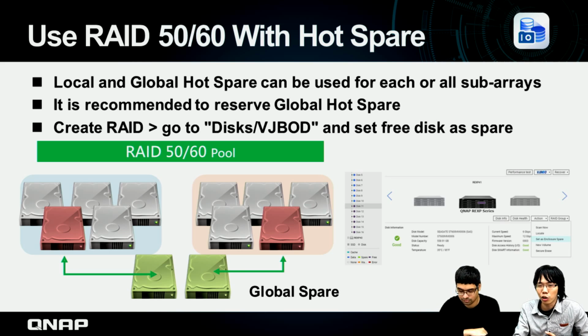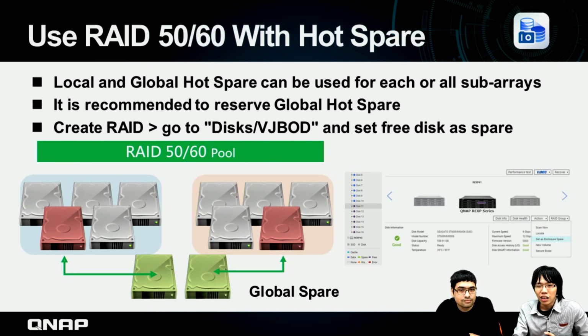You can simply go to Storage and Snapshots, select the VJBOD and select a free disk. As you can see from the UI, with Select Action you can set up a free disk as a global hot spare. So it will automatically replace a disk that has a warning, for example bad sectors. This is good for protection and is generally recommended for enterprise models.